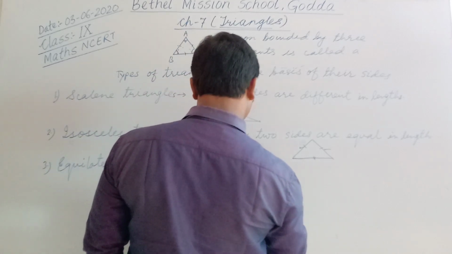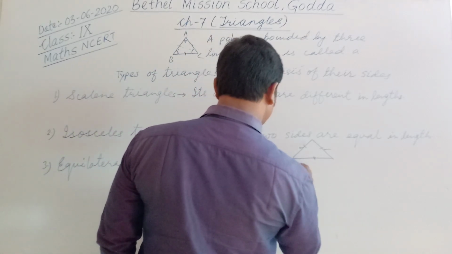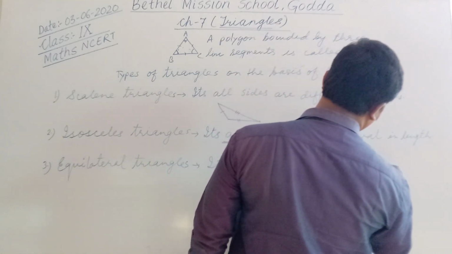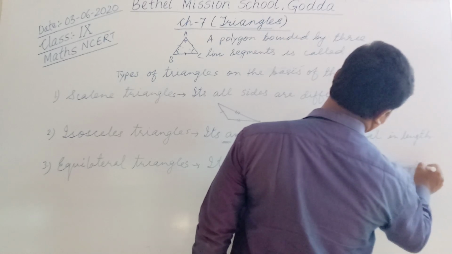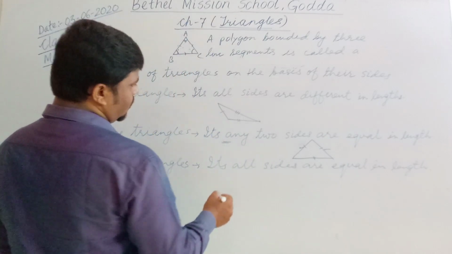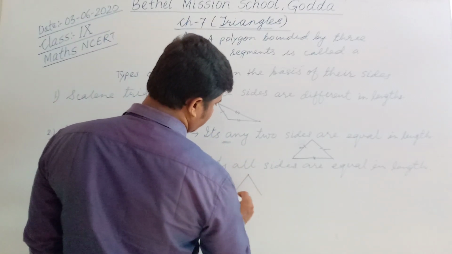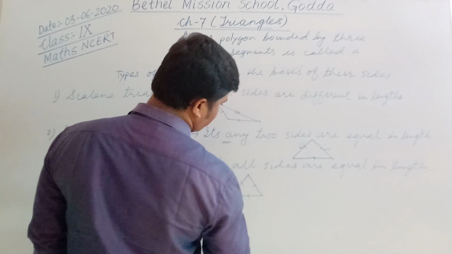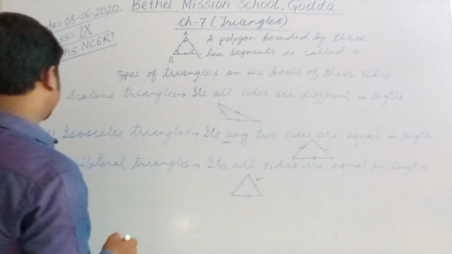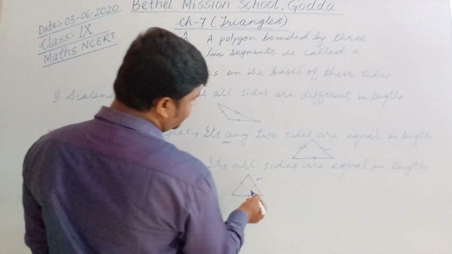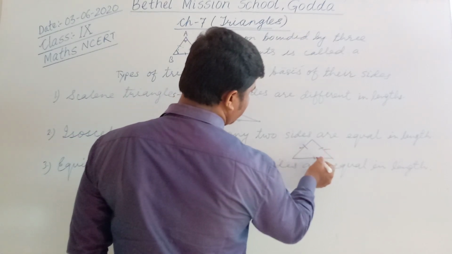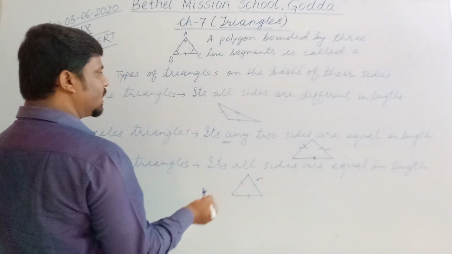All sides are equal in length. All sides are equal in length. So this type of triangles are called equilateral triangles. And you know the properties, some more properties are there.